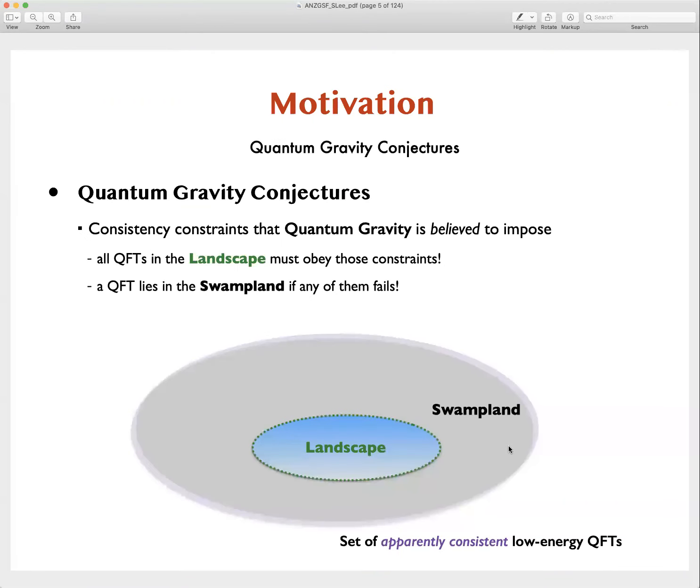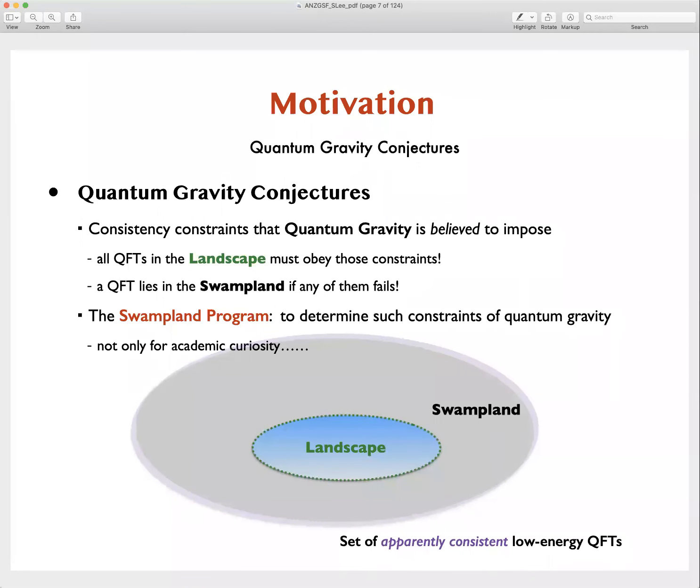And in this context, quantum gravity conjectures refer to any consistency constraints on the theories in the landscape that quantum gravity is believed to impose on general grounds. Due to their conjectural nature, however, the validity of each such constraint is very debatable. Let's say we forget about this important debate for now. Then, for a given low energy theory, we can test if it obeys the consistency constraints. And if it fails any of these constraints, we may just dump the theory into the Swampland. So one of the major goals of the so-called Swampland program is then to better understand such consistency constraints and thereby revealing the mysterious nature of quantum gravity.